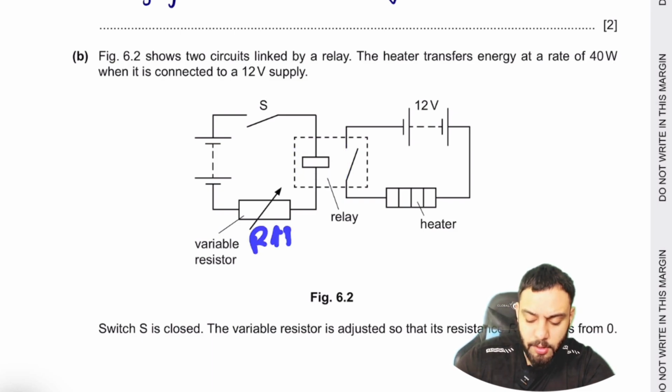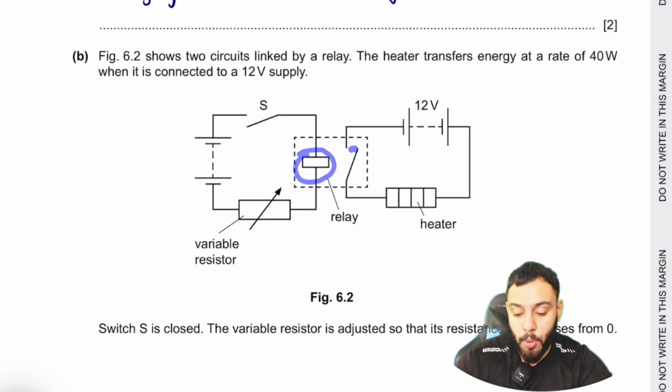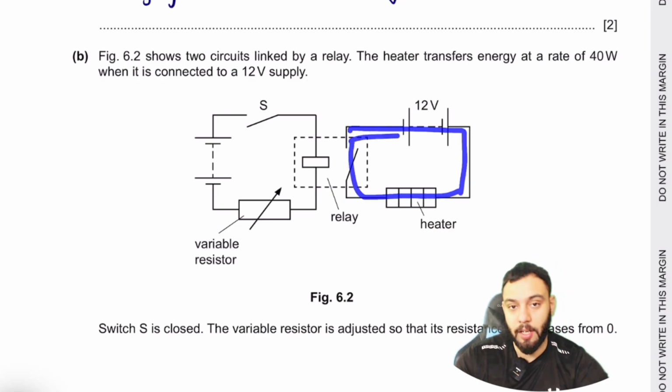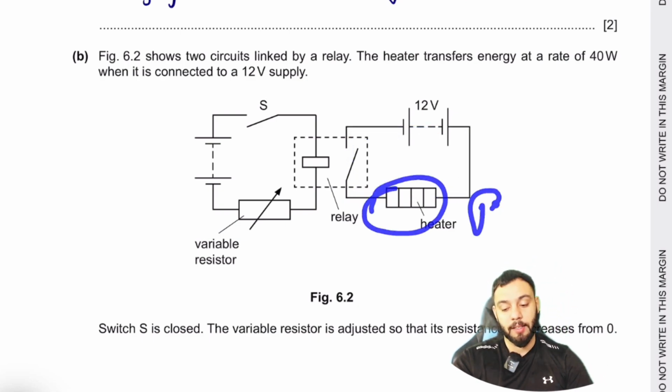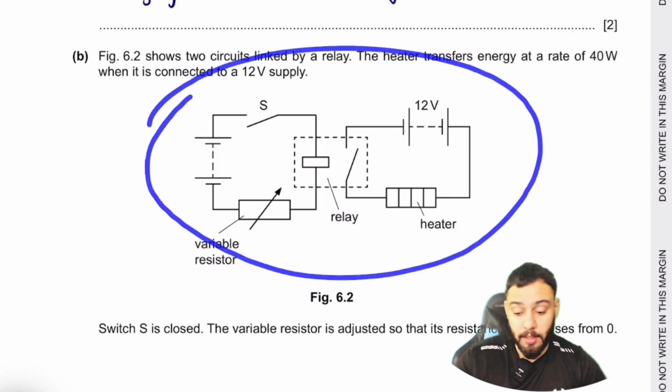When I'm increasing the resistance of the variable resistor, the power supply is still 12 volts. The power supply is constant. So as I'm increasing the resistance of the variable resistor, the current in the circuit will start to reduce. At resistance RH, the current would reduce to a point that the relay would no longer be able to pull the switch towards it and hold it in position, and therefore there would be no current in the secondary circuit, and eventually the heater would have a power equal to 0. So that's what is happening in this particular question.